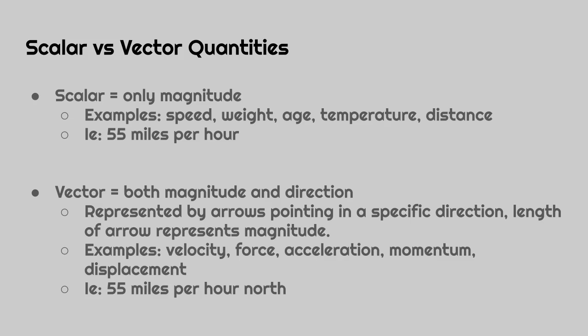Okay, so examples of scalars and vectors. Scalars have only magnitude. It's speed, weight, age, temperature, distance. Vectors have both magnitude and direction, represented by arrows pointing in a specific direction. The length of the arrow represents the magnitude. Examples: velocity, force, acceleration, momentum, and displacement.